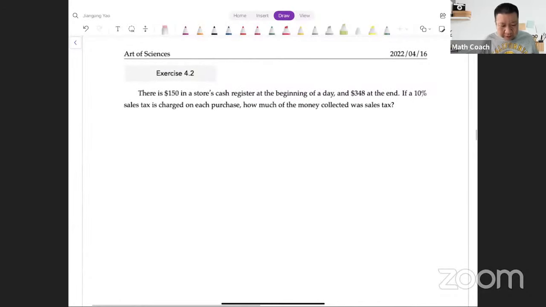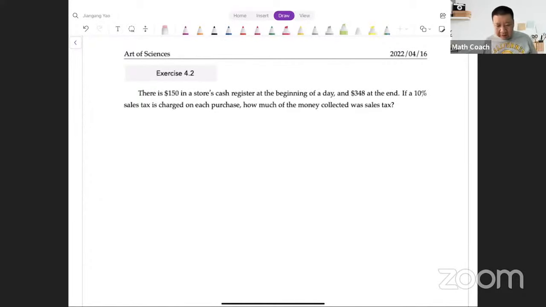Okay, now next. Question 2. There is $150 in a store's cash register at the beginning of a day and 348 at the end. 86, go ahead. And the answer is 18, and that is a correct answer. Okay, so now it's 0 to 2.